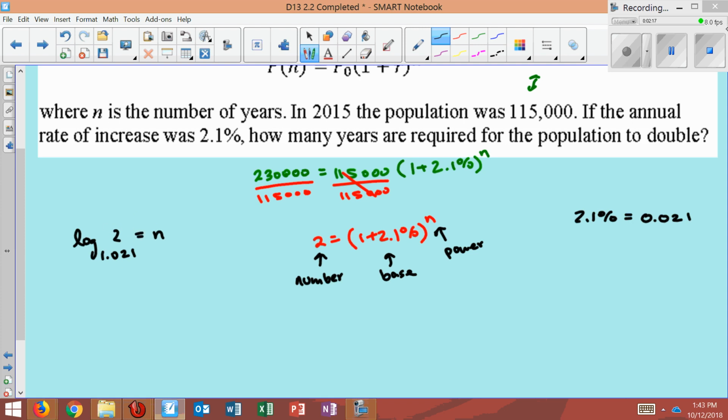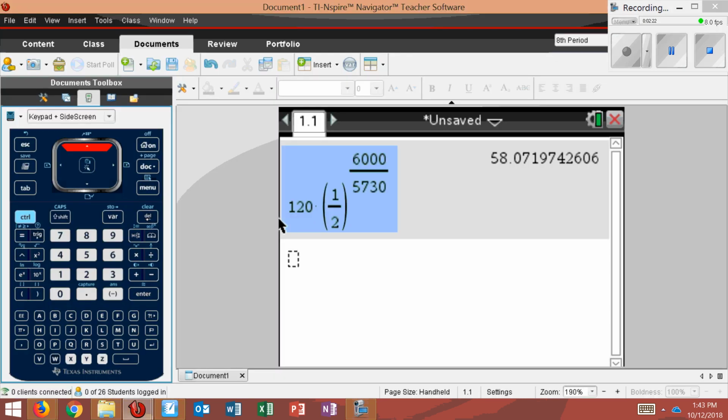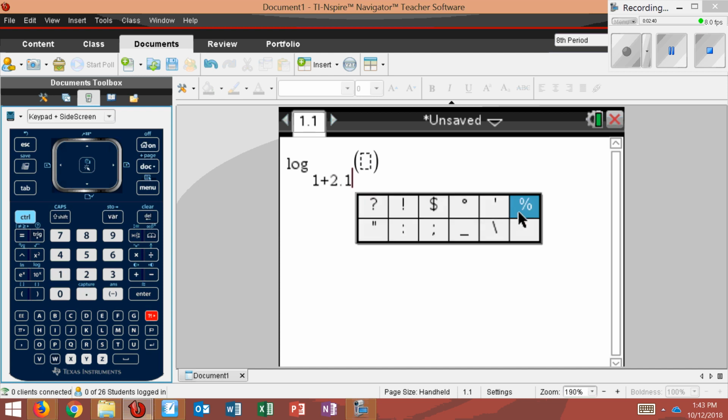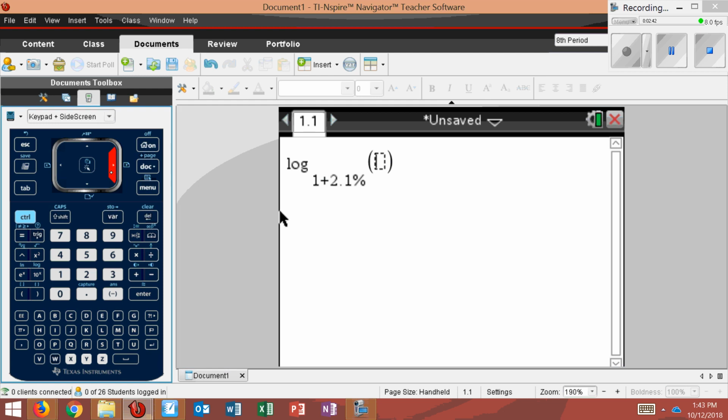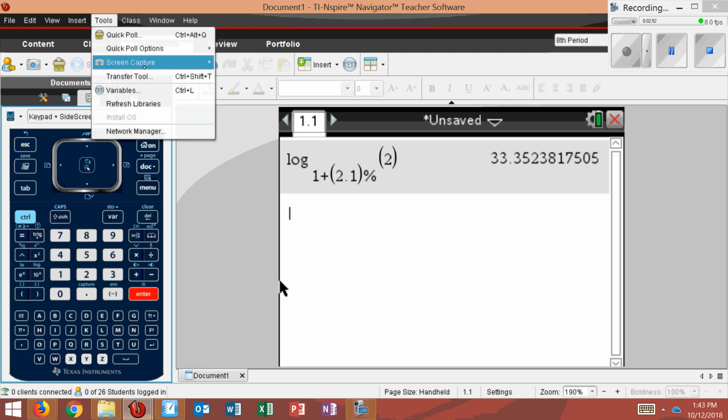So I can just type this in the calculator and see what it gives me. Let me erase this out of there. I will say that the log of 1.021, and if you didn't want to type it in that way, you type that in right here. You could also do 1 plus 2.1% as well in our calculators, and that would do just fine. It'll solve it. And then the 2 right there, press enter, and it says it'll be 33.35 years, it looks like.